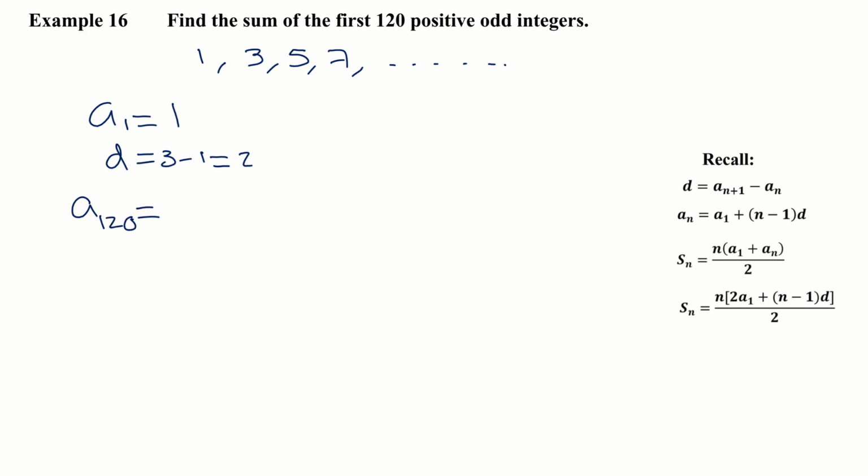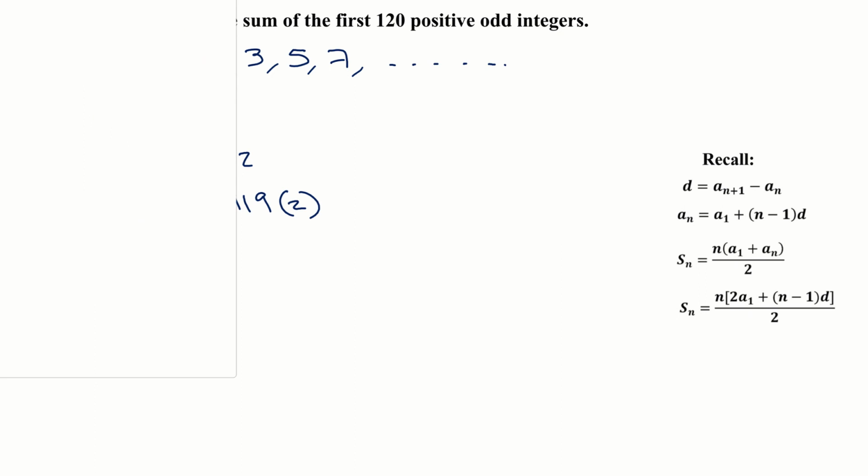Of course, because A120 is going to be A1 plus quantity n minus 1 times d, right? So it's going to be A1 plus 120 minus 1, which is 119, times the common difference, which is 2. So A120 is going to be A1, which is just, let's replace that with 1. So 1 plus 119 times 2.